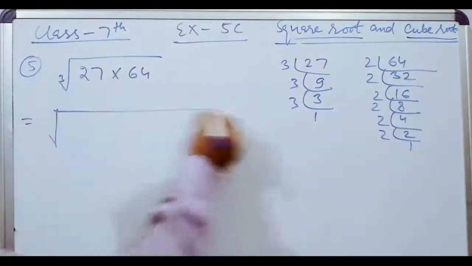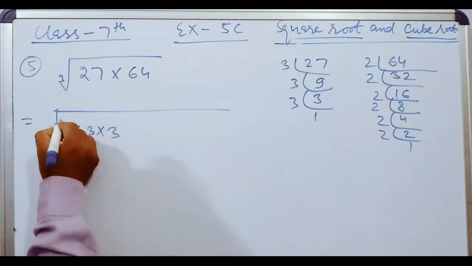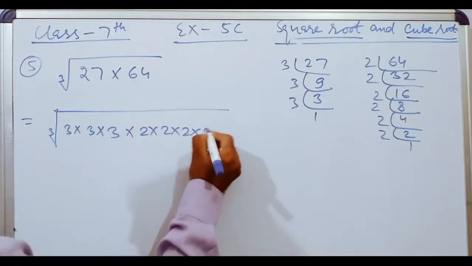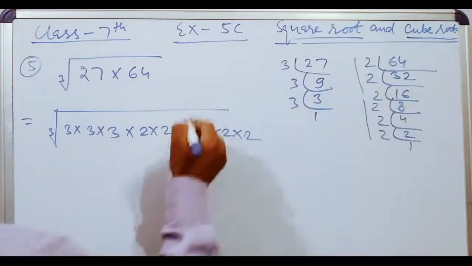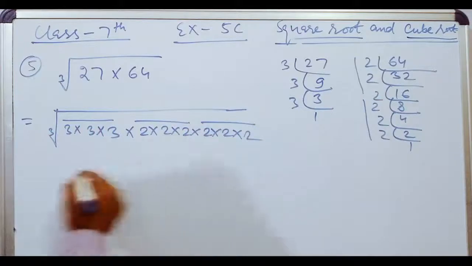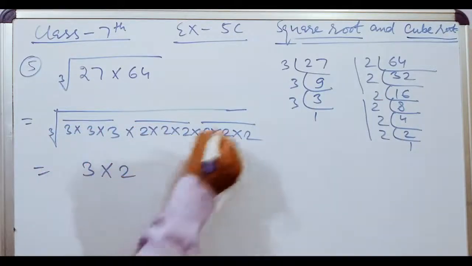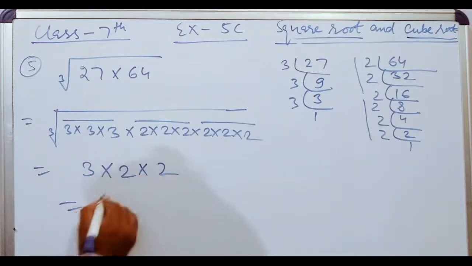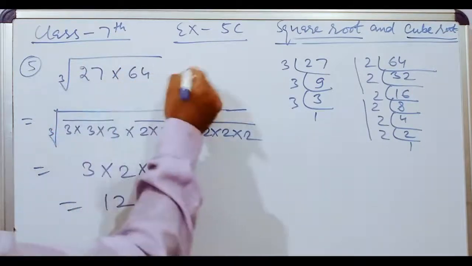Then in place of 27 we have to write 3 into 3 into 3. Okay. In place of 64, 2 into 2 into 2 into 2 into 2 into 2, 6 times 2. Okay. So we have to make triplets. From the triplet of 3, we will take out 3. From the triplet of 2, we will take out 2. From the triplet of 2, we will take out 2. 3 2s are 6, 6 2s are 12 is the cube root of this. Okay.